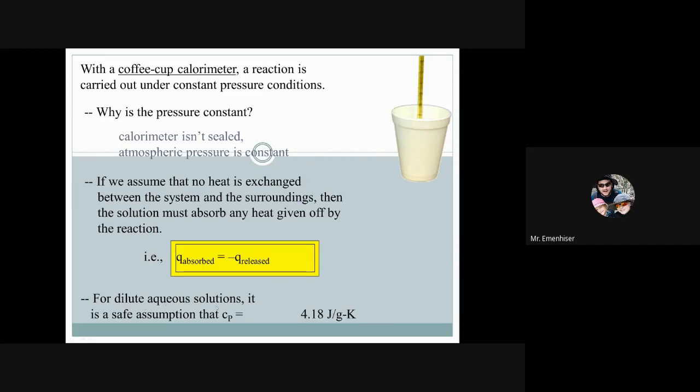For dilute aqueous solutions, so anything dissolved in water, the heat capacity is 4.18 joules per gram Kelvin. Or I think it's the same joules per degree Celsius. You know what, guys? This might be a different number if it's Celsius. I'll have to look into that. This is the specific heat of water.